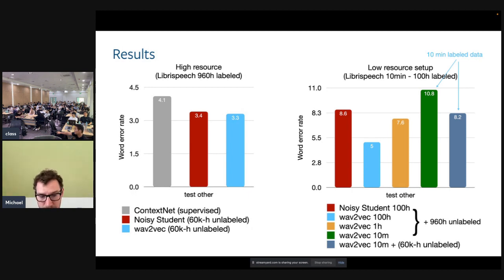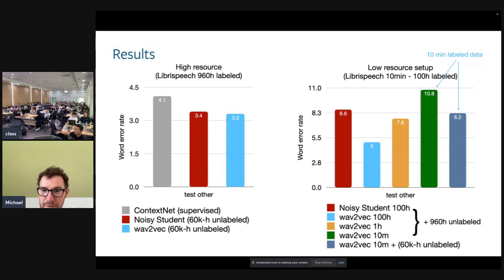The reason is that self-supervised learning is really good when you don't have a lot of data. When you have a lot of data, it can still work well, as I showed on the left, but it really shines when you have little data. That's a scenario we find ourselves in a lot in speech. The orange bar here in the middle shows when you use just 1 hour of labeled data instead of 100, and this still does better than the noisy student approach with 100 hours.